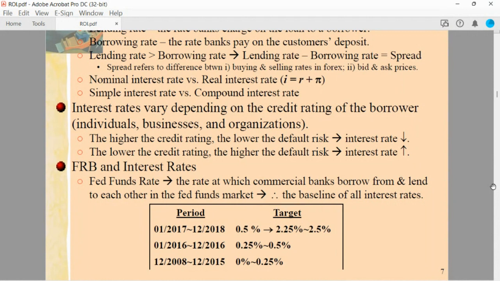Okay, Fed funds rate stands for Federal Funds Market Rate. And then who sets the Fed funds rate? It's the Federal Reserve. But then this can be... Is it the Federal Open Market Committee, Professor? Yes, the Federal Open Market Committee. Yes. But then here's the thing.